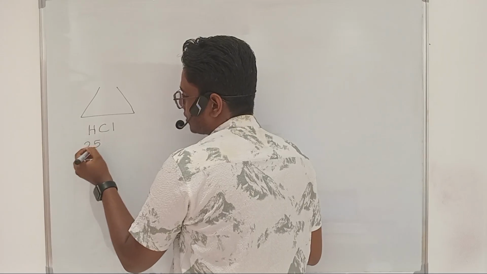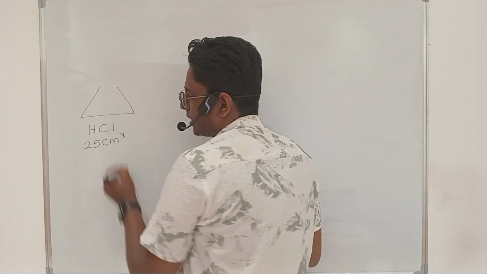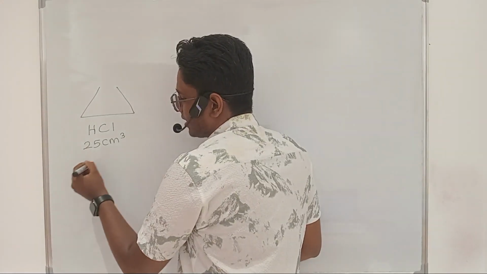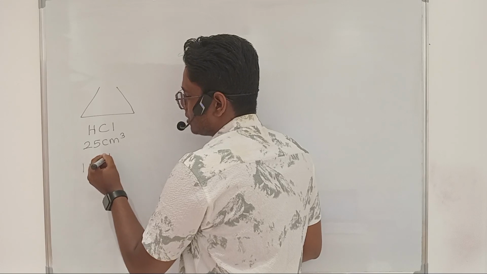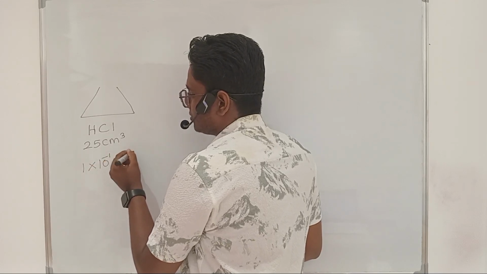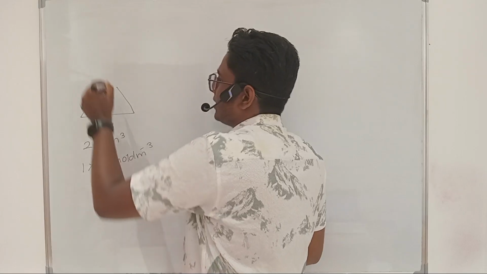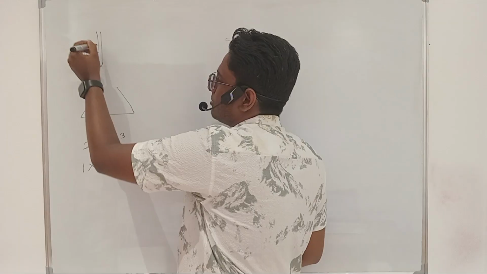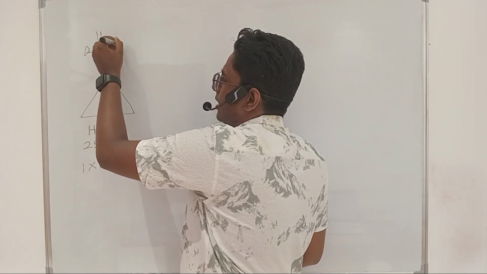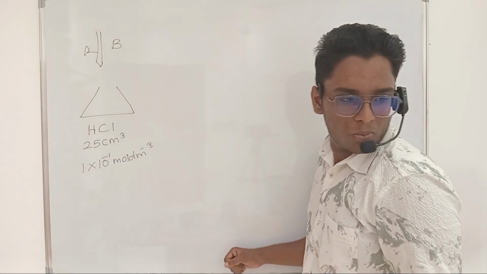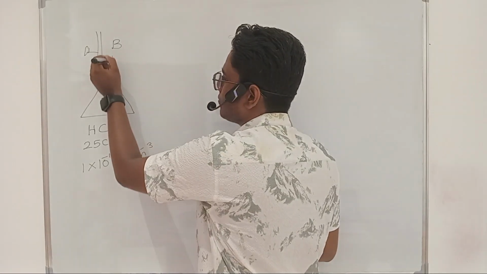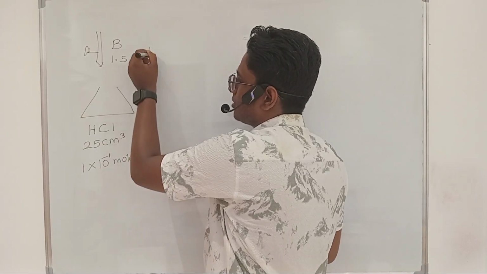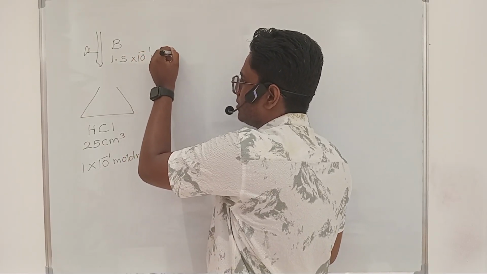The volume is given as 25 cm³, and the concentration they have given as 0.1 mol dm⁻³. I'll write it as 1 × 10⁻¹ mol dm⁻³. And they're adding the weak base using the burette. Using the burette, they're adding the weak base B. The concentration they have given as 0.15, so I'll write it as 1.5 × 10⁻¹ mol dm⁻³.